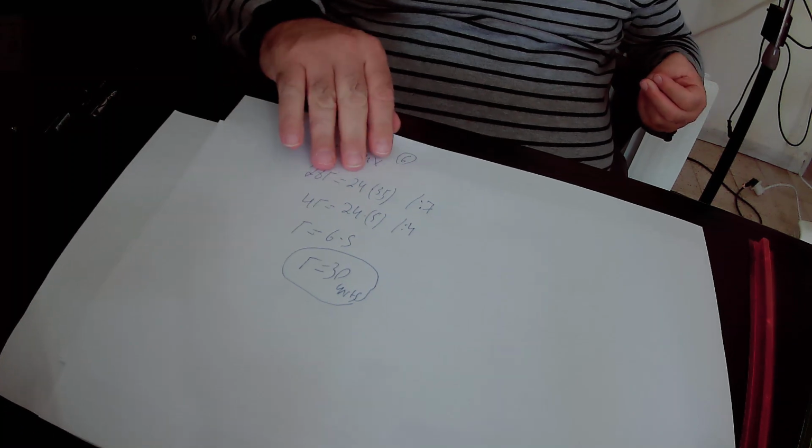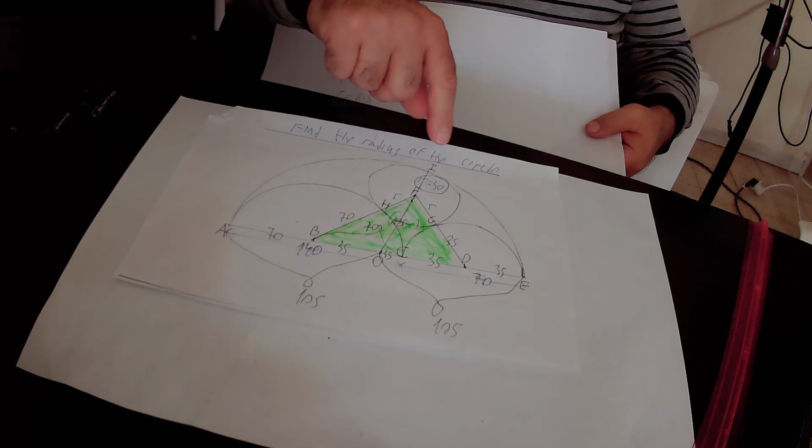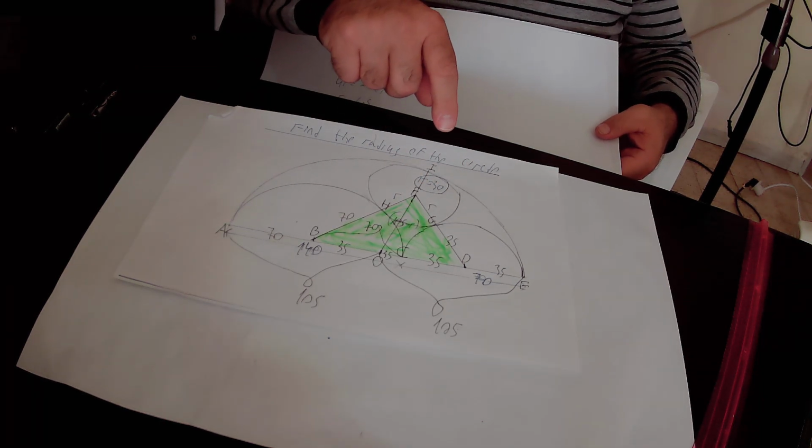So we found out that r, the radius of this circle, the radius that we are looking for, is equal to 30 units in its length.